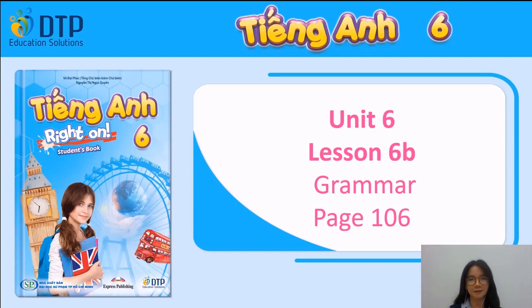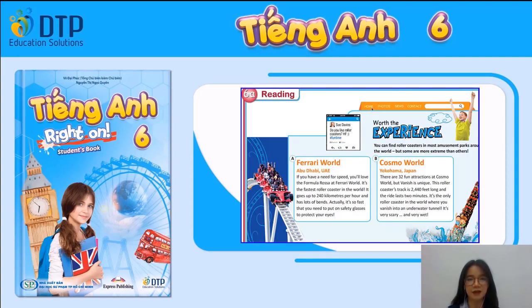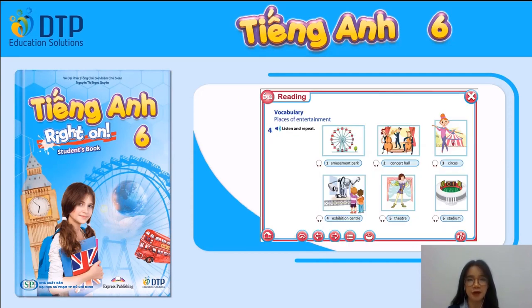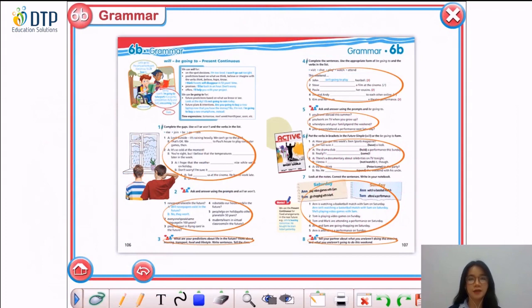Let's start! In the previous lesson, you read a text about some extreme roller coasters in the world. You also practiced new vocabulary about places of entertainment. Did you have a great time? Cool! Let's take part in today's lesson and gain some new knowledge. The focus of today's lesson is practicing will, be going to, and present continuous with future meanings.